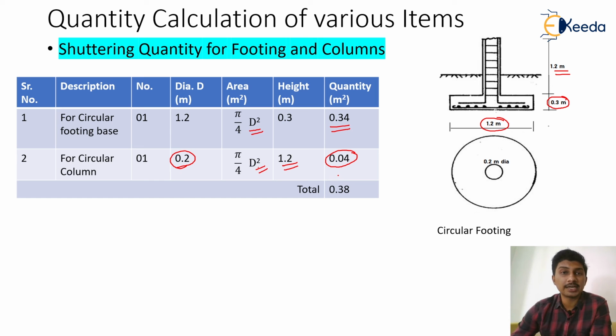Now the total quantity of shuttering for the footing with a circular column and circular footing is 0.38 meter square. Similarly, we can calculate the quantity for any other component that we are provided. This is the simplest form of the quantity calculation related to footings and columns. Even for slabs and beams and everything, the quantity calculation for shuttering is very easy. But when you take the rate analysis of that, it is a kind of tedious work, as the components related to shuttering are of a varied variety. So this is the simplest form of how you can calculate the quantity of shuttering related to circular and square footing.